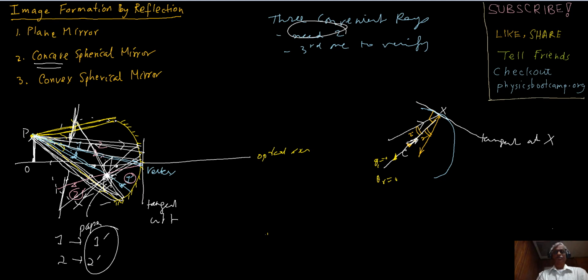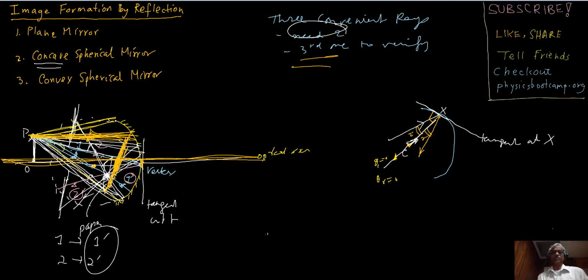Okay, so what's the third ray? The third ray, to get it, is parallel to the axis. You draw a ray parallel to the axis, and it will go halfway between the center and the vertex. So that is going to pass through the focal point on the axis.